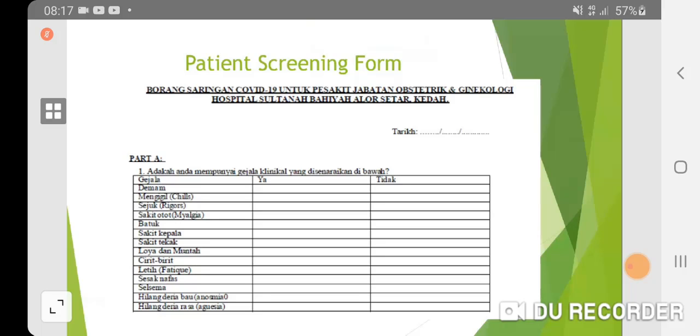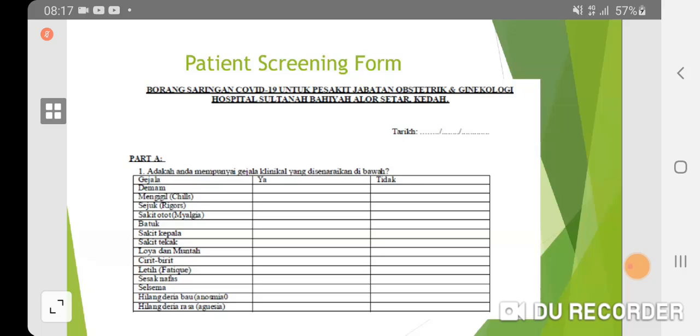Now we proceed with the patient screening form. Actually, we still use a similar screening form, but I added a few details and we can use this form. I think this form has already been photocopied by our matron.